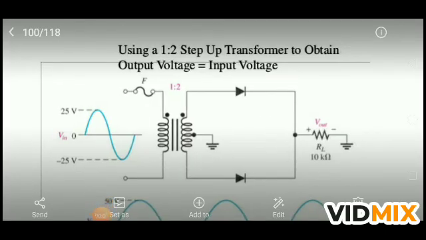So in this video we are ending here. You understand the topic whatever we had discussed in this video about full wave rectifier and half wave rectifier. These are very important topics, very important functions of the diode.